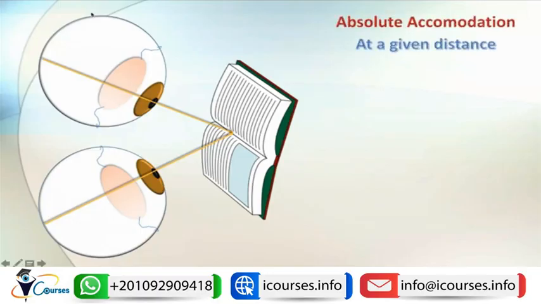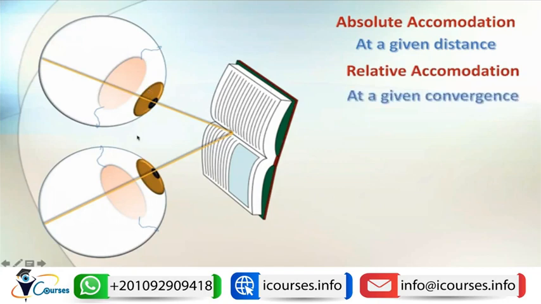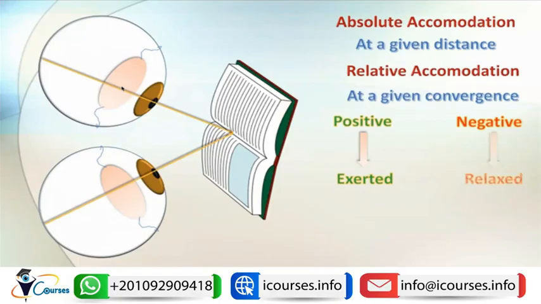So absolute accommodation at a given distance, like this, for example, what is the amount of accommodation exerted? Let's say, for example, it is 4 diopters. While relative accommodation, I want to know what the accommodation is in relation to this convergence, in relation to about 20 prism diopters of convergence. So this can be divided into positive or negative. Positive means that in this condition, accommodation is exerted. So now the ciliary muscles are contracted and the lens is bulging. So there is an exertion of accommodation.